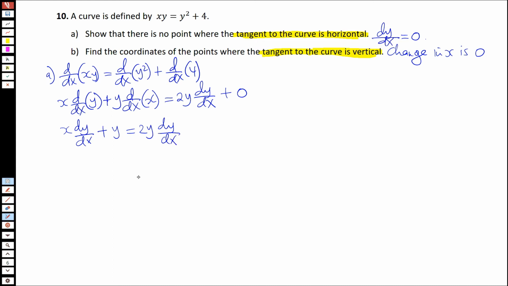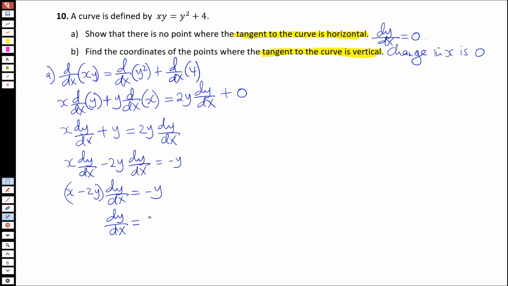We can rearrange this so that x dy over dx minus 2y dy over dx is equal to negative y. So x minus 2y multiplied by dy over dx is equal to negative y, which implies that dy over dx is equal to negative y over x minus 2y. So that's the gradient function.